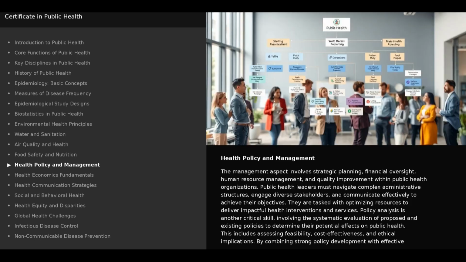The management aspect involves strategic planning, financial oversight, human resource management, and quality improvement within public health organizations. Public health leaders must navigate complex administrative structures, engage diverse stakeholders, and communicate effectively to achieve their objectives. They are tasked with optimizing resources to deliver impactful health interventions and services.